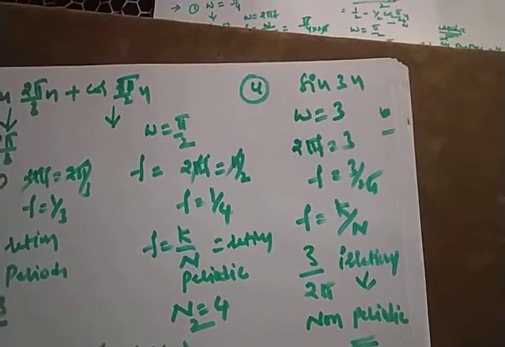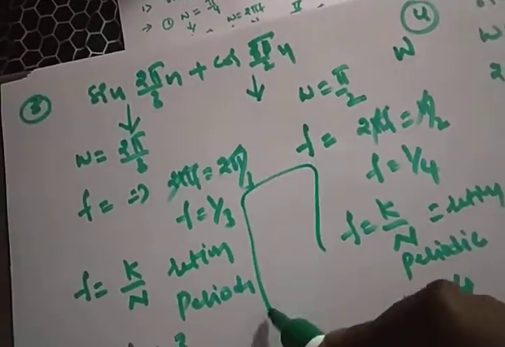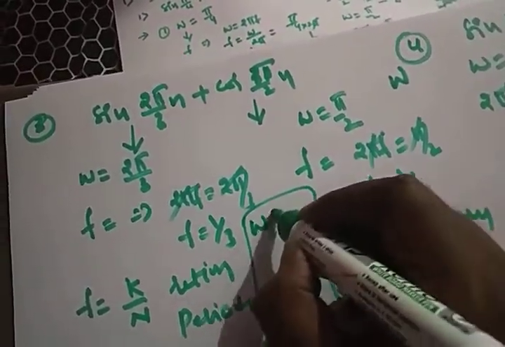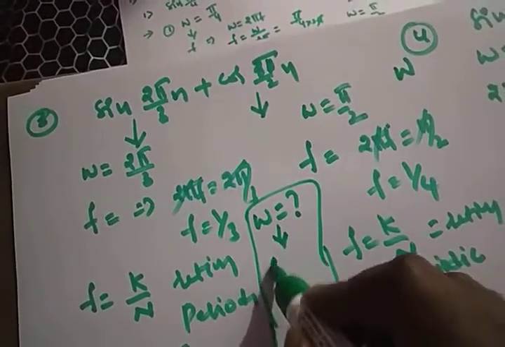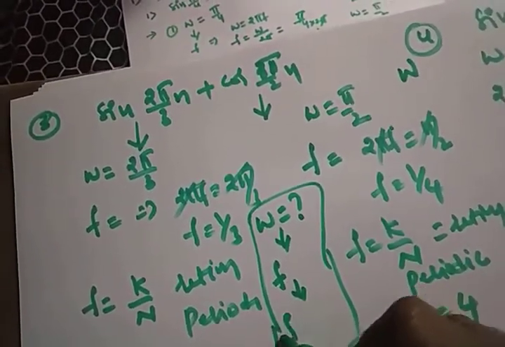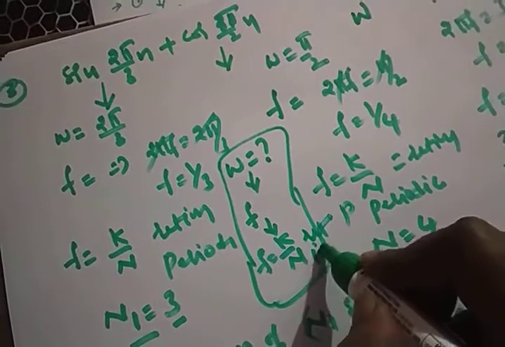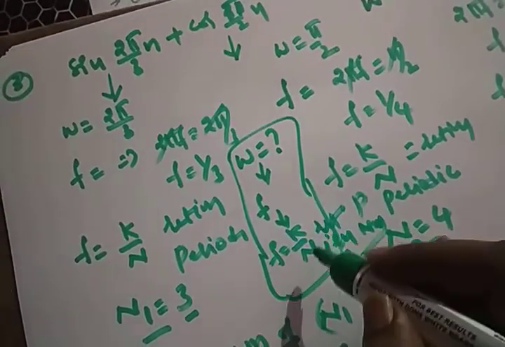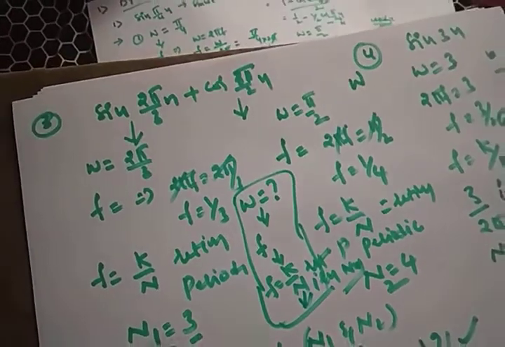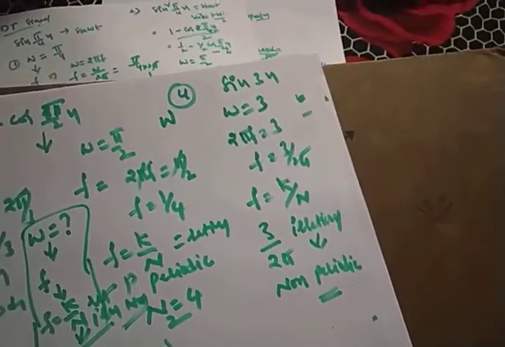So if the signal is periodic, what is the time period? What are the steps you have to follow? I will write it here. First, find the omega value. From that you find the frequency value. From that frequency in the form of k/N. With that, if it is rational it is periodic; if it is irrational, it is a non-periodic signal. If it is periodic, N is my period value. So in this way, you will calculate it for every signal.